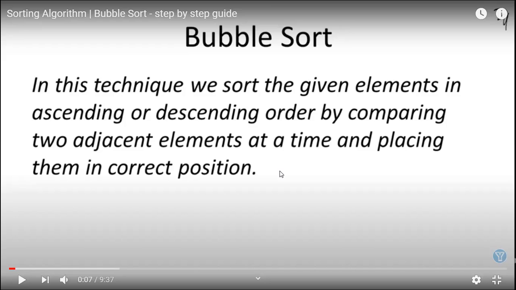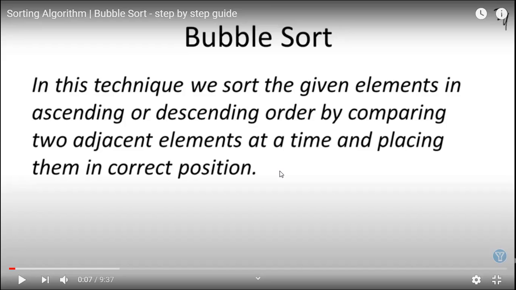For example, I'm having 10, 8. I have to check two adjacent elements. So I'm checking 10 and 8, whether 10 is less than 8 or not. The first element should be lesser, right? In ascending order, it should be 8, 10. Those two adjacent elements I'm checking. If it is perfect, I'm not disturbing anything. But if it is not perfect, I'm placing those two elements in the correct position, right? So this is the technique.